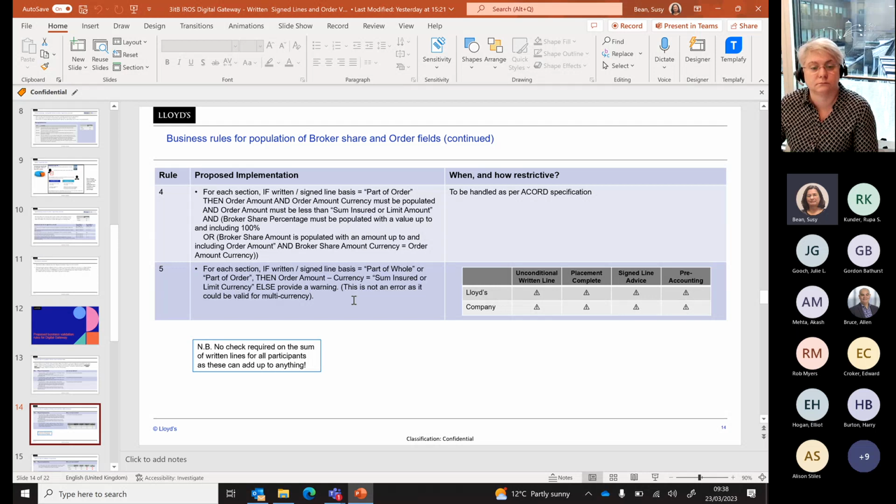It shouldn't be an error because it might be a valid scenario where there's multi-currency, but it's a check we should do and just flag as a warning. And obviously that's been put as a warning across all of the stages for both markets. And then the final point in this slide is just a reiteration of the fact there's no check required on the sum of written lines for all participants because these can add up to anything. So that's the first stage. Unless there's any questions, I'll move on to the next bit.